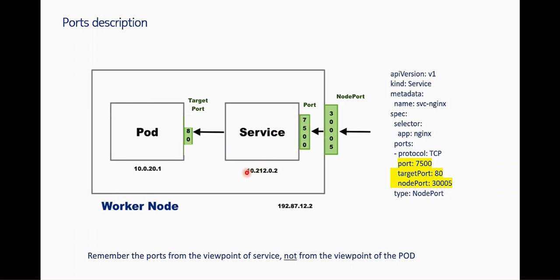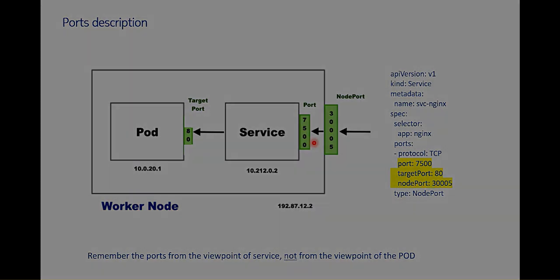You see that the service IP address range and the pod IP address range are completely different. And if you are coming from outside the cloud, you need a port on the physical worker node also to enter it, right? The port of the physical node or the worker node is called the node port. That's how these three ports are arranged.